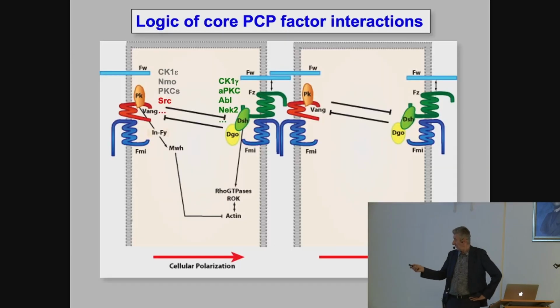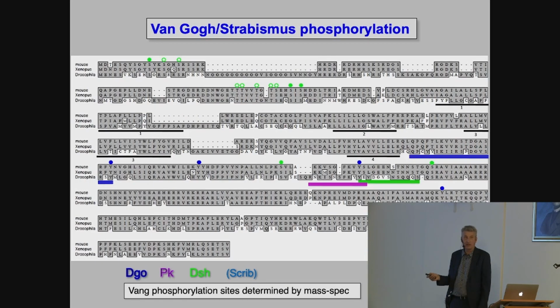So we did some work on Frizzled and Dishevelled, but Van Gogh is actually the most specific PCP gene in the genome. It seems to be acting really tightly in the PCP context. None of the others is as specific, so it seemed worthwhile to look more closely at Van Gogh. There are also only two Van Gogh-like genes in the mammalian genome, Vangl1 and Vangl2, so there's less redundancy in the mammalian genome, and it was easier to focus on that. So we did a mass spec analysis on phosphorylation of Van Gogh, and this was done also in parallel by Daniel Devenport at Princeton with mouse Vangl2.